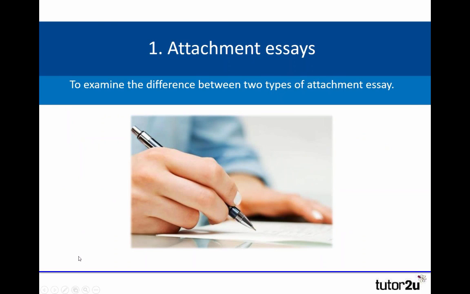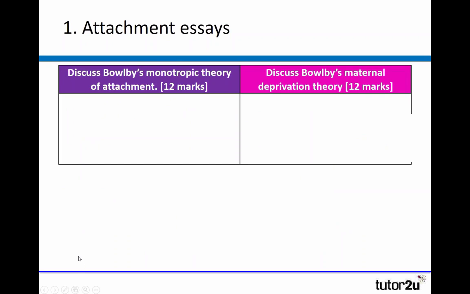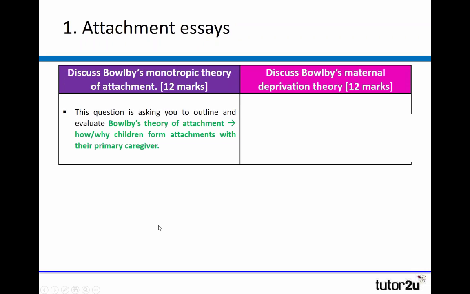Okay, to start with, let's look at 2 different questions, and let's imagine you had either one of these 2: discuss Bowlby's monotropic theory of attachment or discuss Bowlby's maternal deprivation theory. These are exceptionally different questions, and it's important you know the difference between the 2. As a brief outline, the first question, the monotropic theory, is looking at how and why children form attachments with their parents. So actually, what is it that makes them form an attachment, and why is it useful for them?